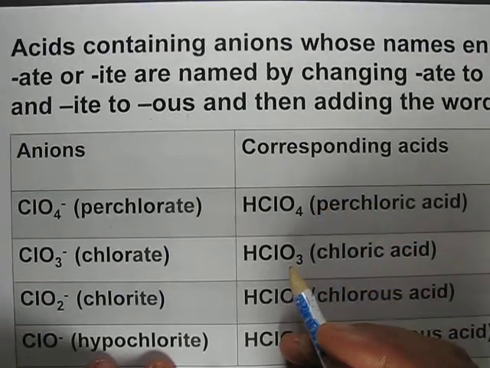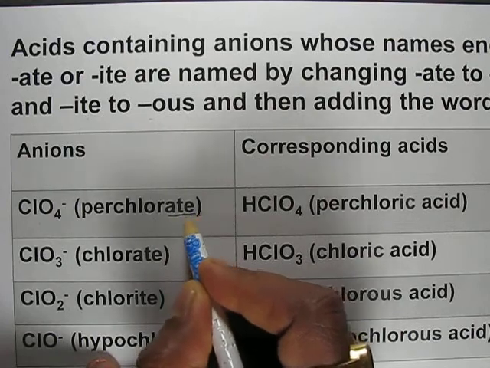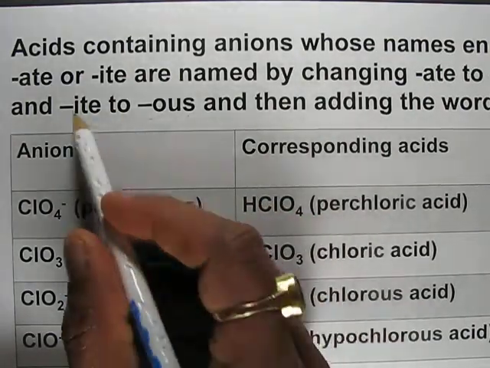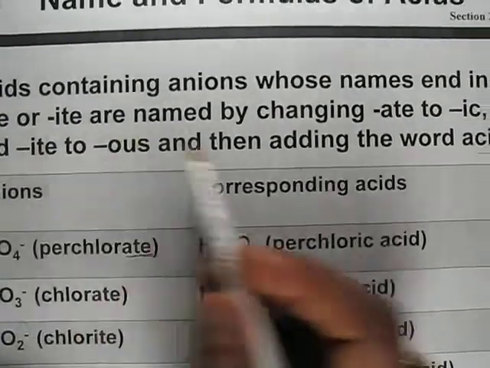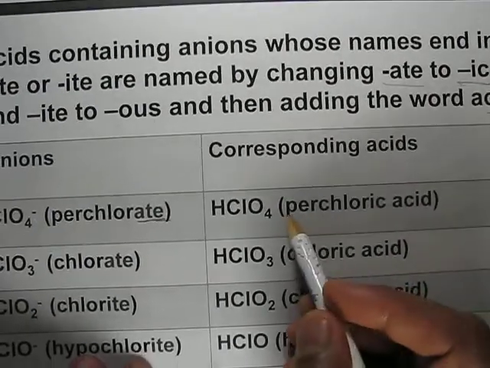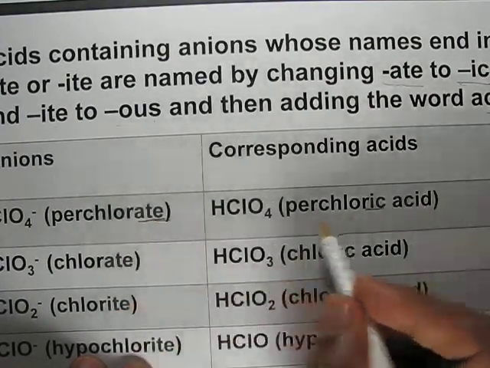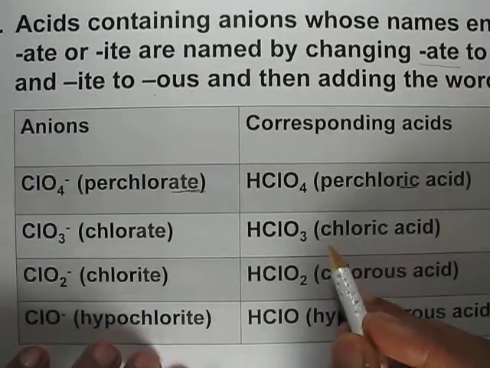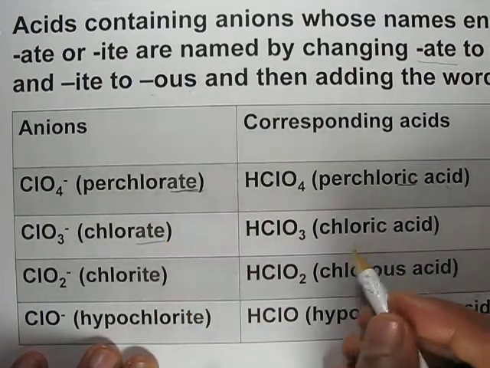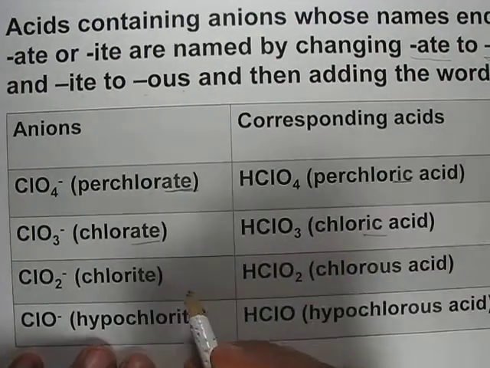This is the second rule, because when we have ate rather than ide, it will change into ic. So ate will change into ic. So here perchlorate will change into perchloric acid. Another example is the chlorate ion, again ate will change into ic, chloric acid.